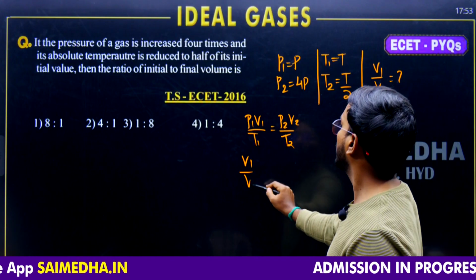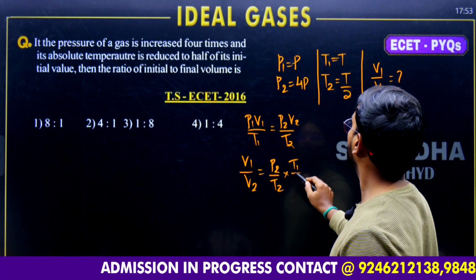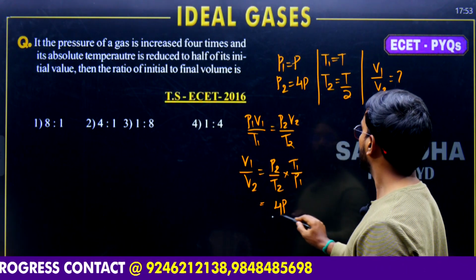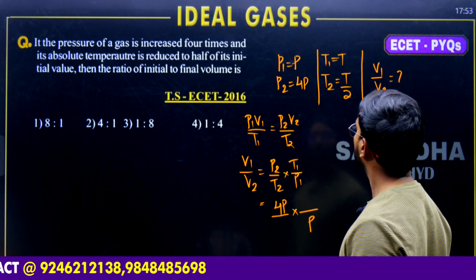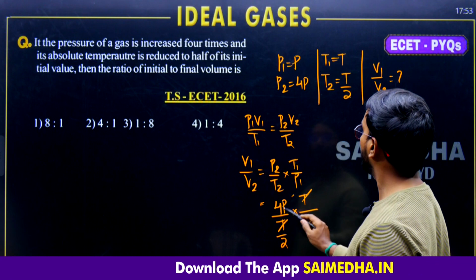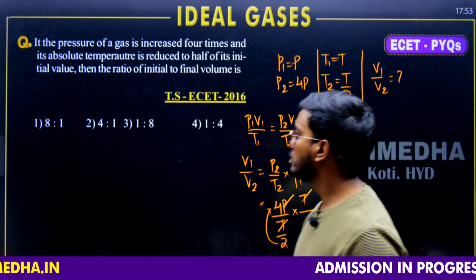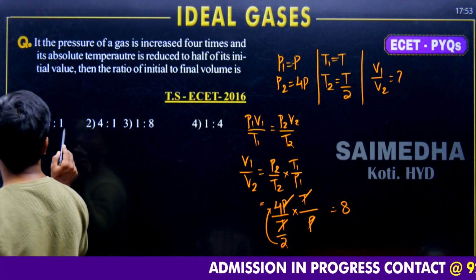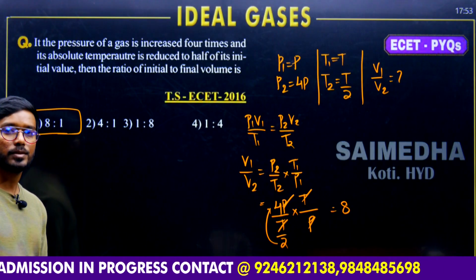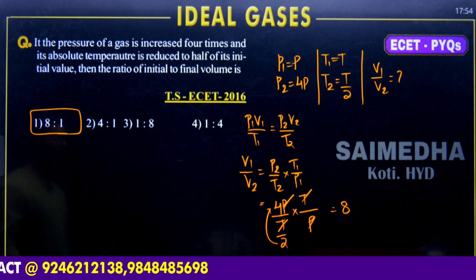The asked question is V1 by V2 is equal to P2 by P1 into T1 by T2. P2 is equal to 4P divided by P. Initial temperature T, final temperature T by 2. T, T, P, P cancel, 4 twos are 8. So what is the answer going to become? 8 is to 1. V1 by V2 is equal to 8 is to 1. This is your final answer. Ideal gas equation: P1V1 by T1 equal to P2V2 by T2.